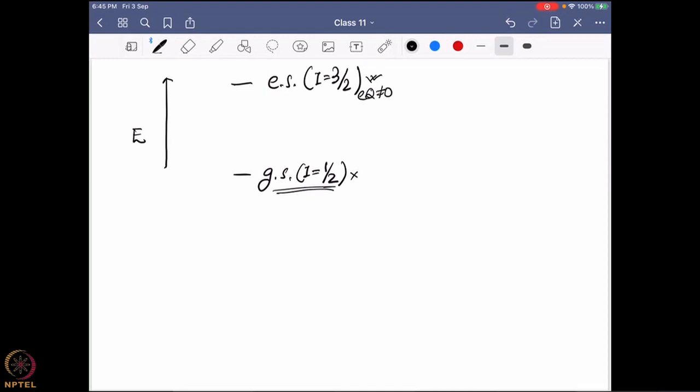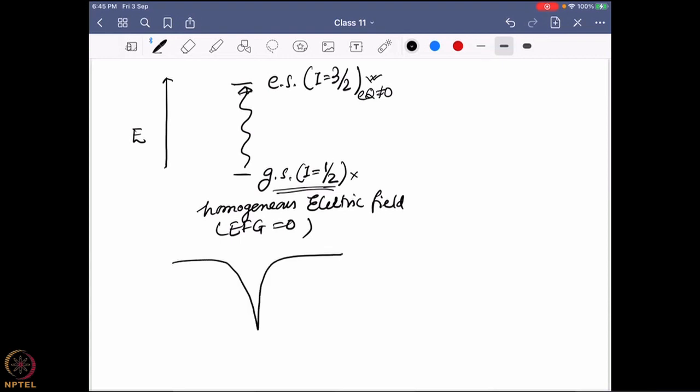a quadrupolar moment. But now say I am putting it in a homogeneous electric field. That means EFG is equal to 0. So then what am I going to see? Only one band. In terms of Mössbauer spectroscopy, I'm going to see a band like this. This is the percentage of transmittance. This is V equal to millimeter per second. Whatever it is cutting, that is the delta value, the isomer shift. That is how it looks, and that is what we studied so far. Now say the same system I'm talking about.